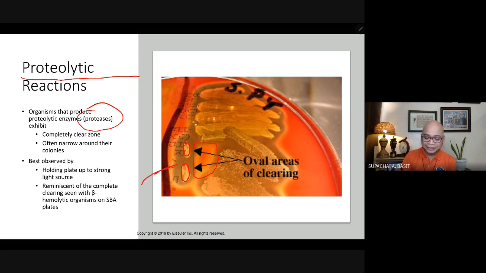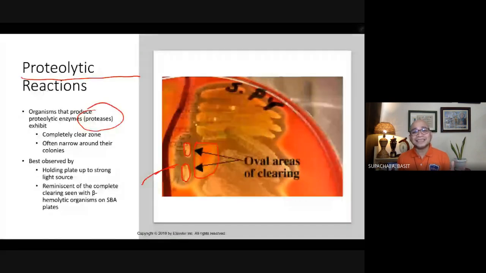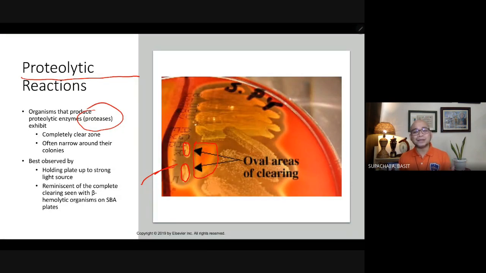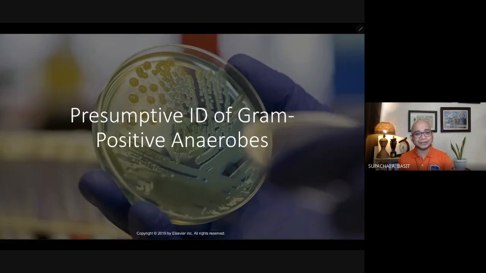transparent plate here. It means that it is actually opaque. It is reminiscent of the complete clearing zone with beta hemolytic organisms on an SBA plate. Which means that the reaction is the same as beta hemolysis, except that we are not assessing hemolysis here, but we are assessing proteolysis. Okay, so that is proteolytic reactions.